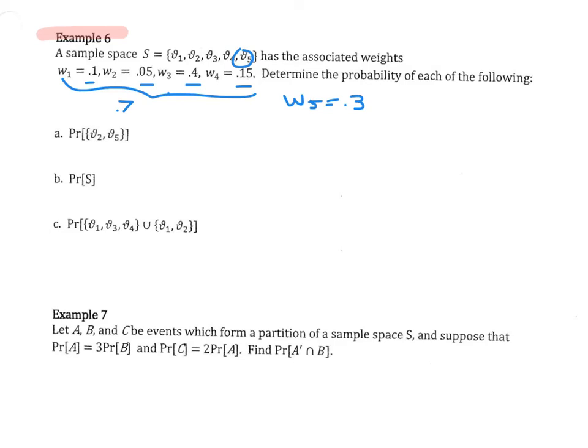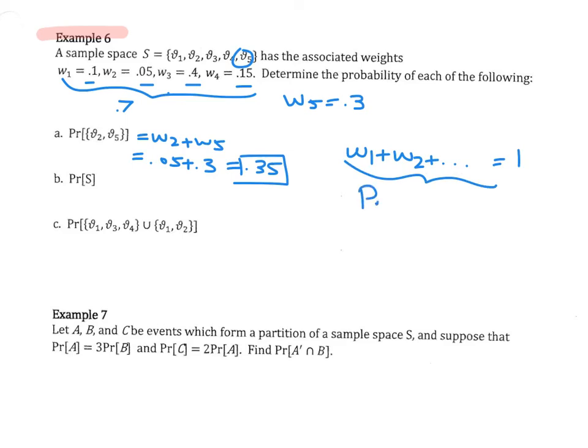It says part A, W2 and W5. So W2 we said was 0.05. W5 we just found. Final answer, add those two together. Pretty simple. 0.35 is your answer. Part B, it says the probability of the sample set. Well, this is what we usually get when we write out blah, blah, blah equals 1. So this is the probability of the sample set, so it is equal always to 1. Answer to B is 1.